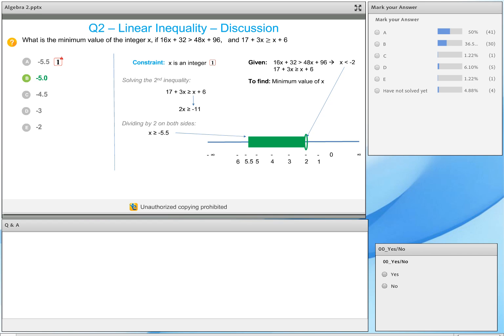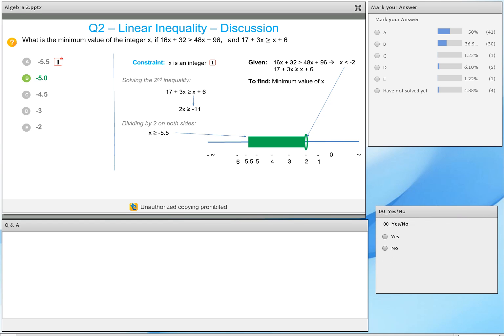But the place where you faltered was that you didn't consider the constraint on the value of x. Over here, what is the minimum value of the integer x? It's an integer. So for those of you who selected choice A, you missed out on that constraint. And 50% of the class selected choice A. So this is a very, very important process skill, which is to identify and apply the constraints that are provided to you or the conceptual constraints that exist.